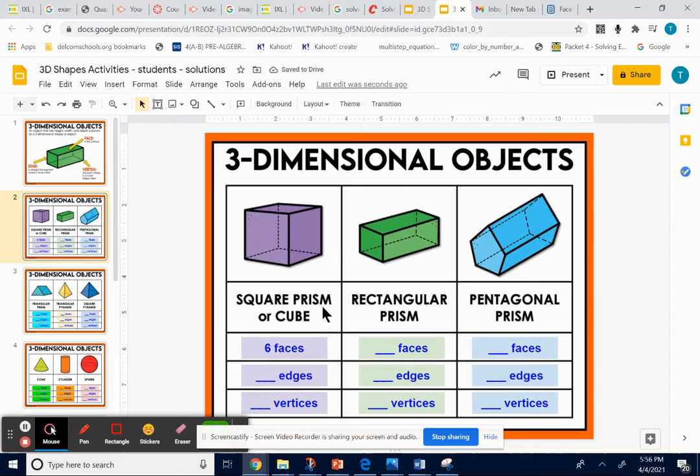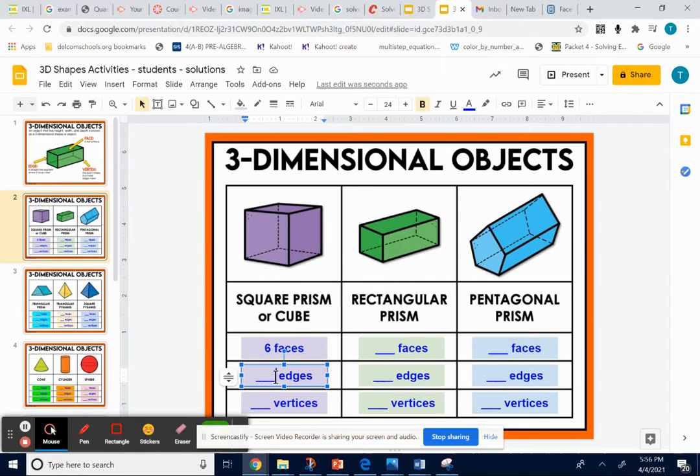Edges. Here's 1, 2, 3, 4 along the bottom. There's 5, 6, 7, 8 along the top. And there's 9, 10, 11, 12 all together going up and down right there. So 12 altogether.